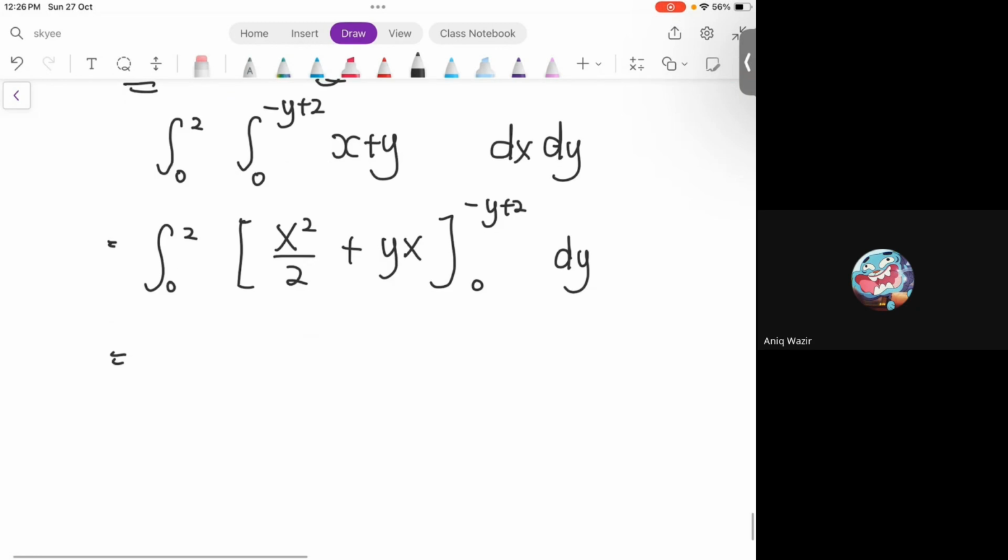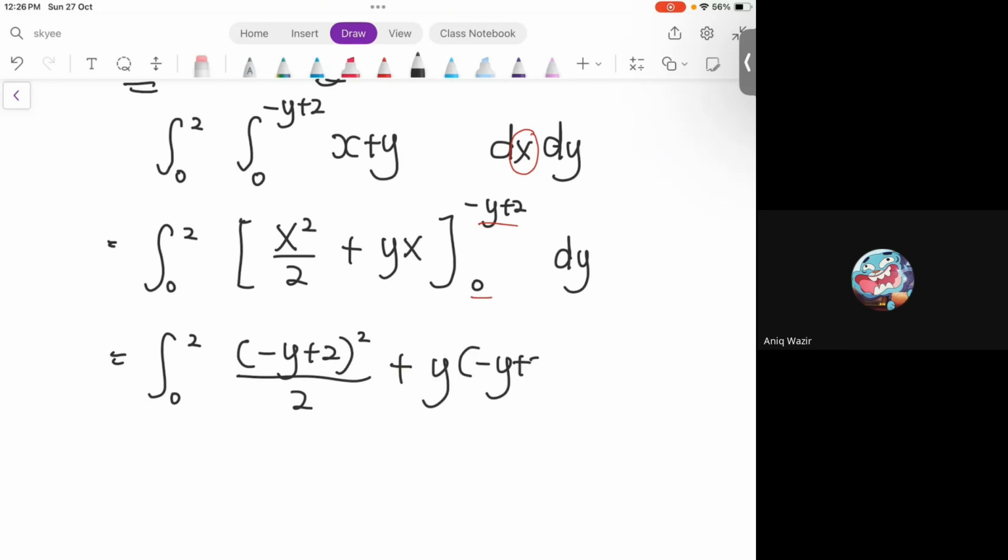Now replace all the x with the variable. You must be clear which one to replace. Don't replace the wrong thing. So it will be negative y plus 2 power 2 divide 2 plus y, negative y plus 2. Now you have to perform the dy integration, the same thing like the one above. So the answer is 2.67. Is that clear? Clear, Doctor.